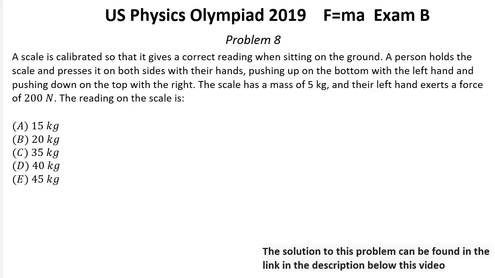Problem number 8. The scale is calibrated so that it gives a correct reading when sitting on the ground. A person holds the scale and presses it on the bottom and sides with their hands, pushing up on the bottom with the left hand and pushing down on the top with the right. The scale has a mass of 5 kg, and their left hand exerts a force of 200 Newton. The reading of the scale is next one.